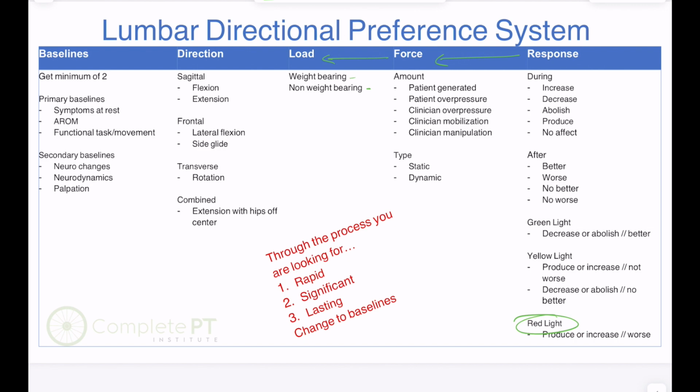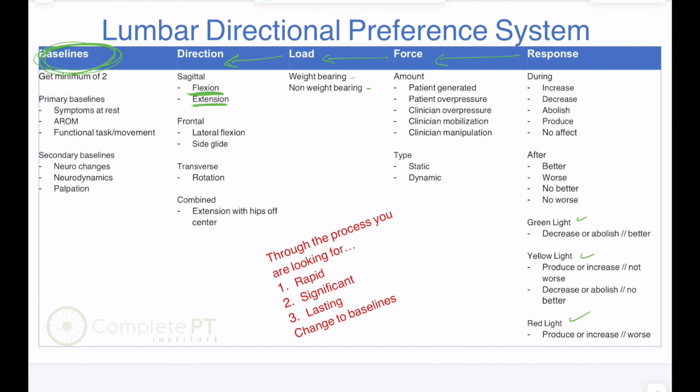If that didn't work and you've made those changes and the patient is still at a red light down here, you probably then need to change the direction of movement. So if you were doing extension, maybe now you need to assess repeated flexion and see if it has the opposite effect. It's opposite biomechanically, so maybe it will have an opposite symptomatic effect. So you would change the direction. And then once you change the direction, what are you going to do? Well, you're going to reassess your baselines again and make a decision. Was that green, yellow, or red?